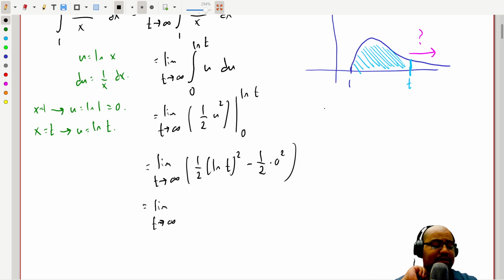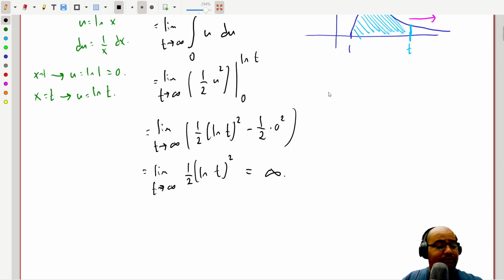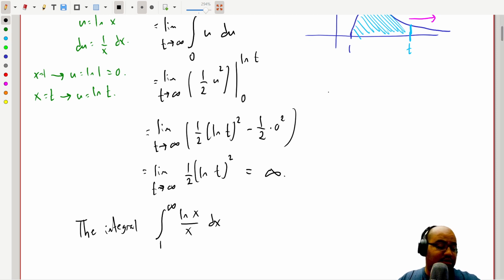We can think about this by looking at a picture, say, using our favorite grapher. But notice that log t is increasing. The log function is an increasing function. It increases very slowly, but it's increasing nonetheless. So as t gets large, log t gets large, and then squaring it makes it bigger. So this limit is infinity, which means, because the limit is infinity, the integral that we were looking for, 1 to infinity of log x over x, is divergent.